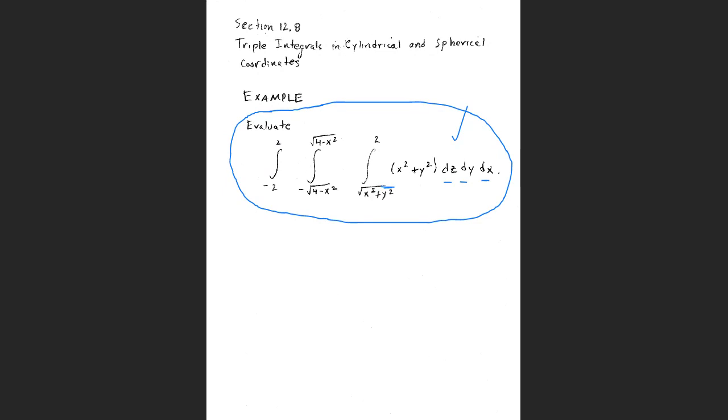But what could be an issue? I can get the antiderivative of x squared plus y squared with respect to z, which would be the quantity x squared plus y squared times z. I could integrate that. But where might I run into a problem, class? We look at our limits here. What would make integration difficult?